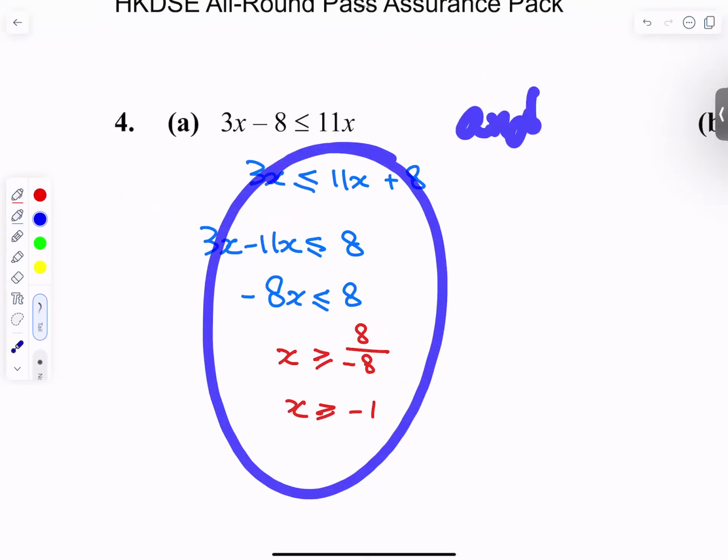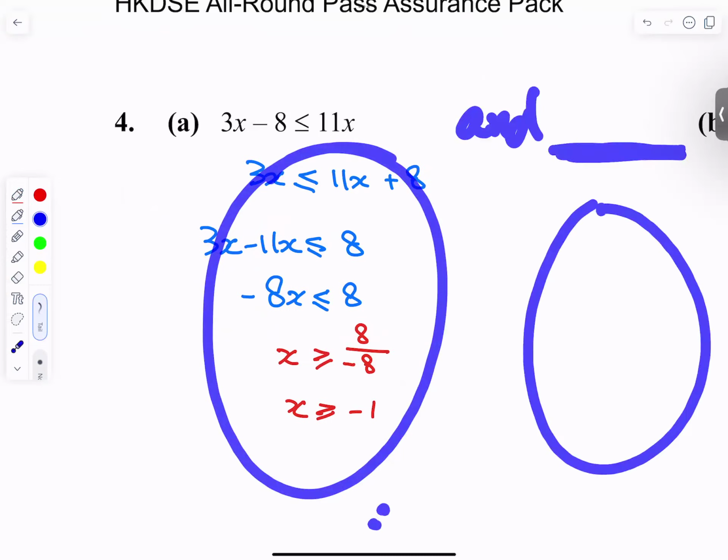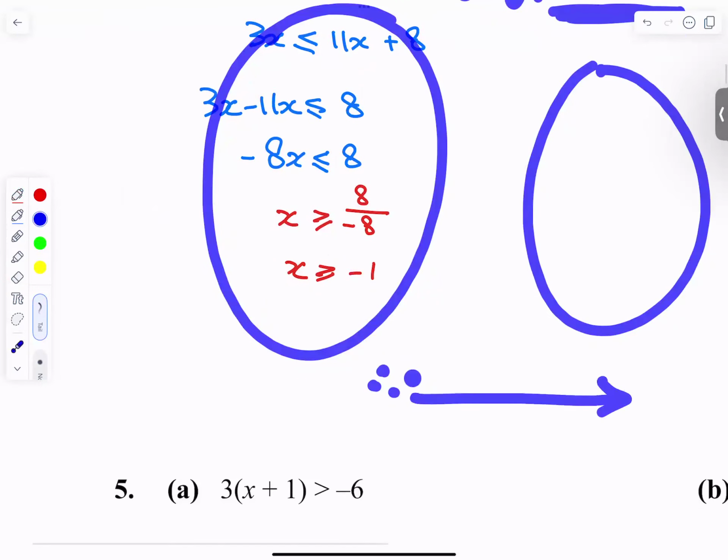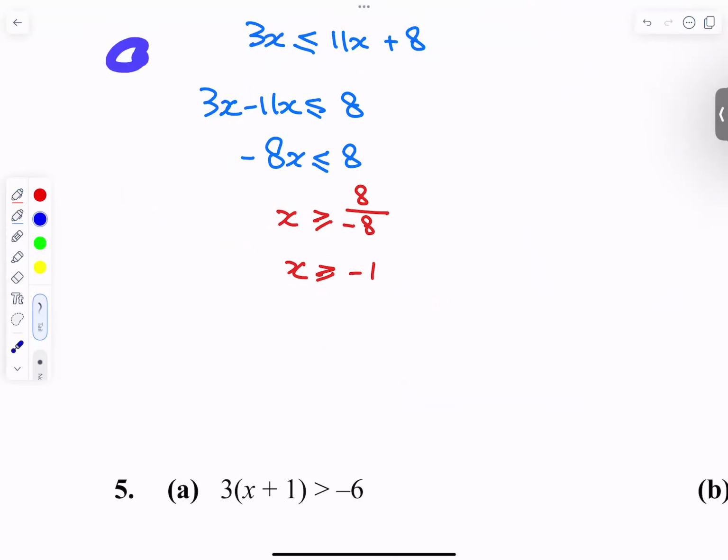And then there will be one more thing, one more equation, also 1 mark. And then you do the drawings. After drawing, you will have one more answer. That will be 3 marks, right? That's part A. And then part B, just 1 mark as well. So in total, 4 marks.